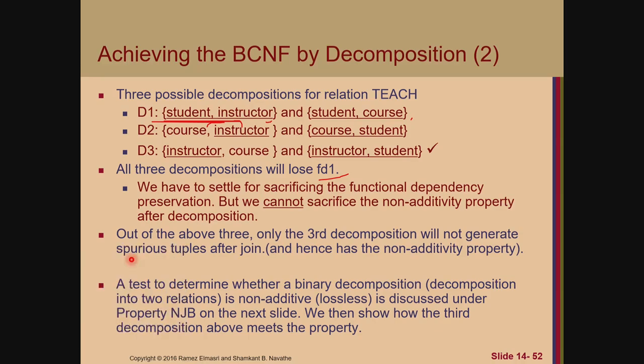Yes, but we have to settle for sacrificing the functional dependency preservation, but we cannot sacrifice the non-additive property after decomposition. Out of the above three, only the third decomposition will not guarantee spurious tuples after join. Actually, sometimes when you lose some functional dependencies and then you join it back together to one table, we will have a problem about the lossless join.